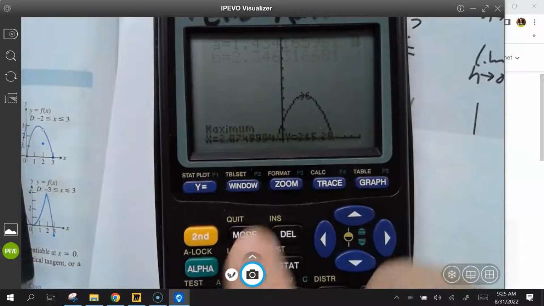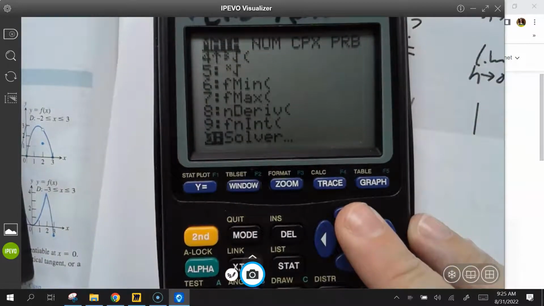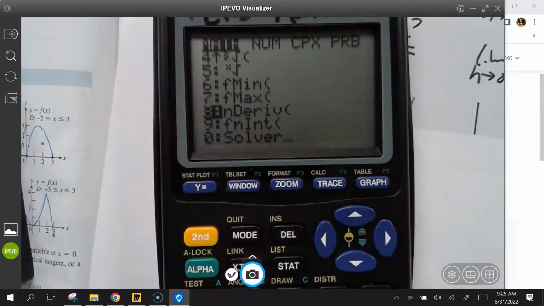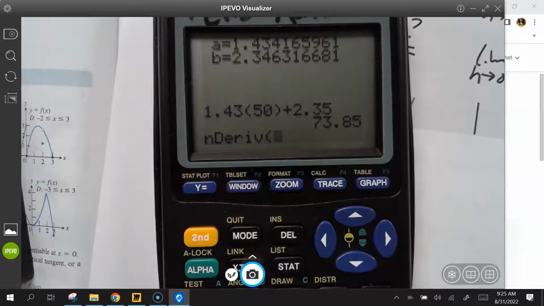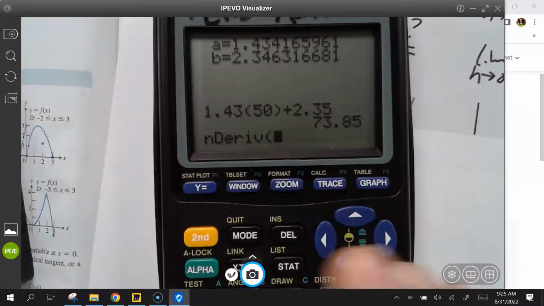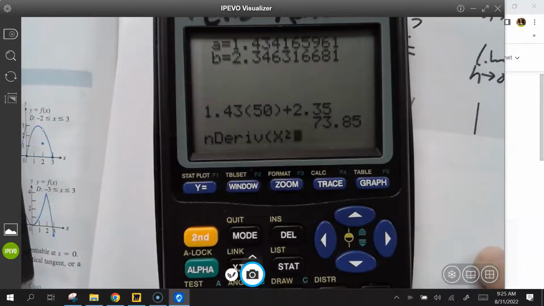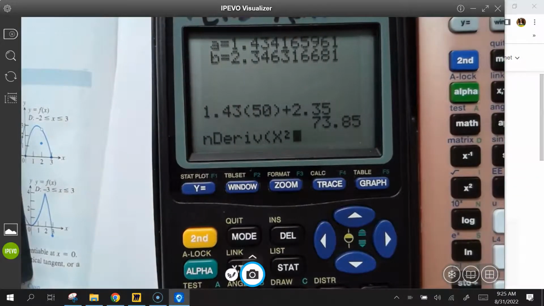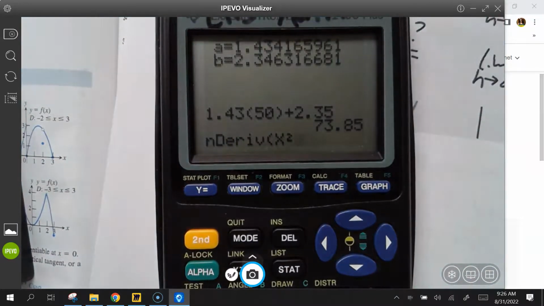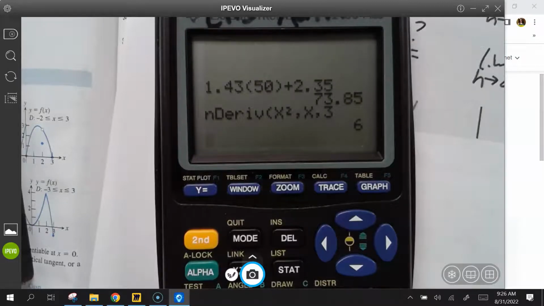Go to Math, and down to number 8 where it says nDeriv. You'll put your function in first. I need to put an x after to show what variable I'm taking the derivative with respect to, and then what value I want. What did I say, 3? And you should get 6.